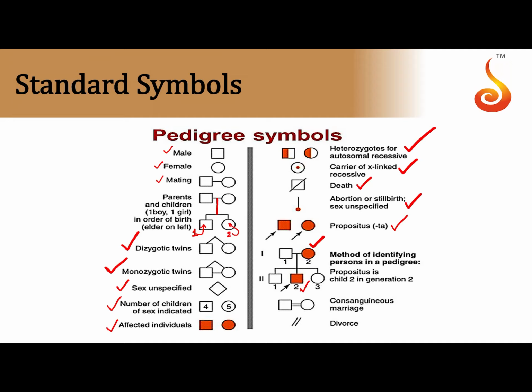And if it is connected by two lines, we know that it is a consanguineous marriage, meaning it is something which happens between close relatives. And if the male and the female are separated by two slanting lines like this, it would indicate a divorce or a termination of the marriage. So these are some of the additional symbols. We don't use all of them, but it is good to know some of the symbols that are routinely used in the case of pedigree analysis.